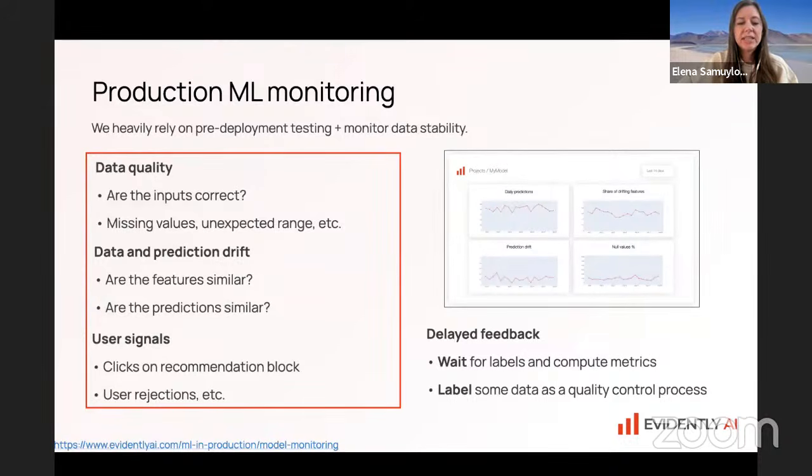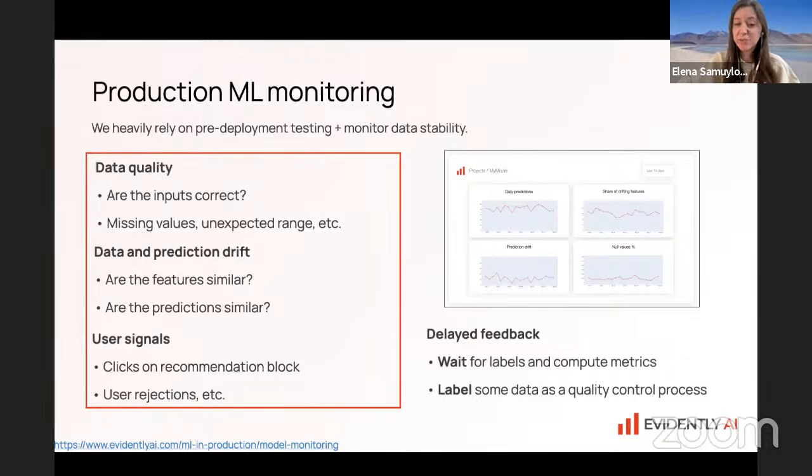So we look at things like data quality. Is the model getting the reliable inputs that it should be able to process well? We look at things like data and prediction drift, basically to understand if the model still operates in a familiar environment. And if we can, which we cannot always, but sometimes, we look at proxy metrics like, are the users actually clicking on the recommendation block? And if they're clicking less, maybe there is something wrong with recommendations and so on.